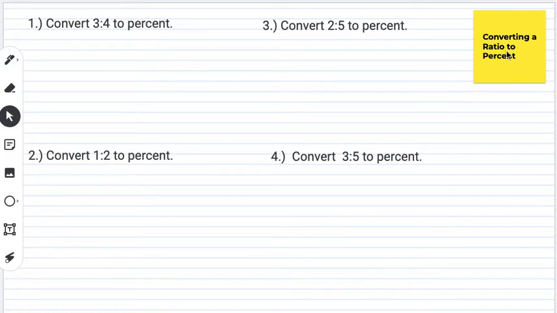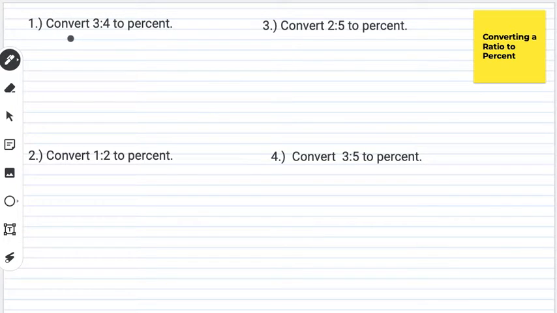Converting a ratio to percent. How to convert ratio to percent? In converting ratio to percent, this is what we are going to do. First, we have to perform that one in example number 1.